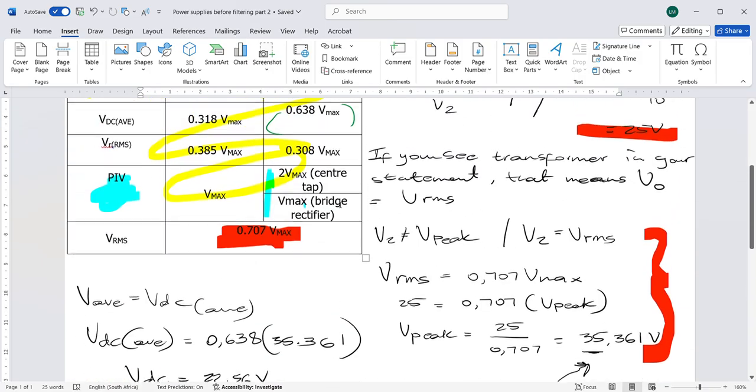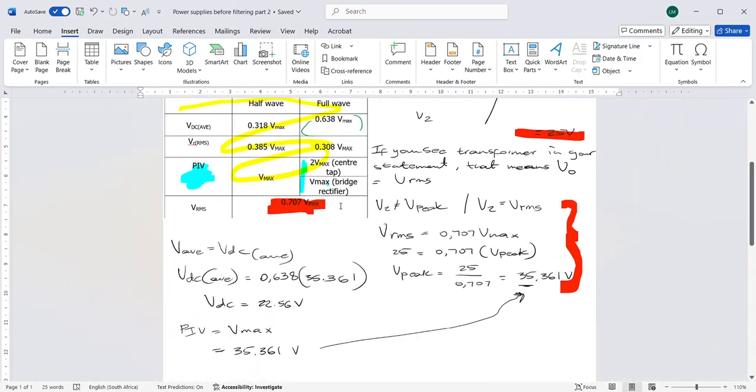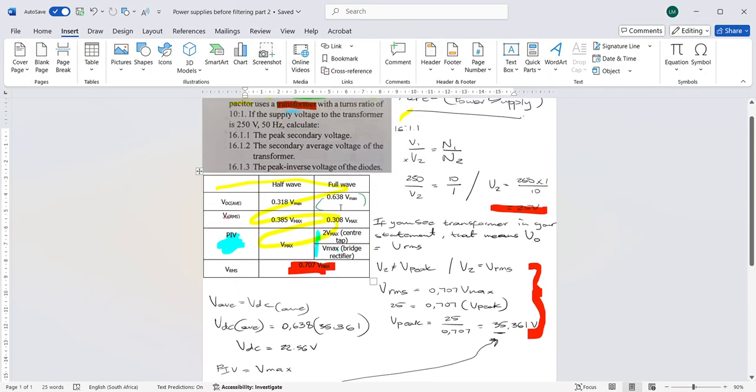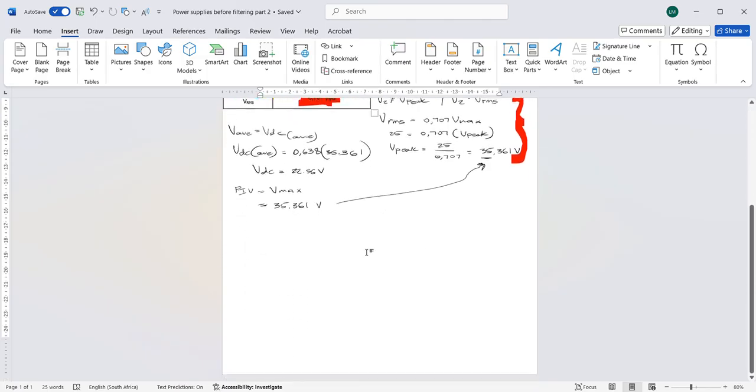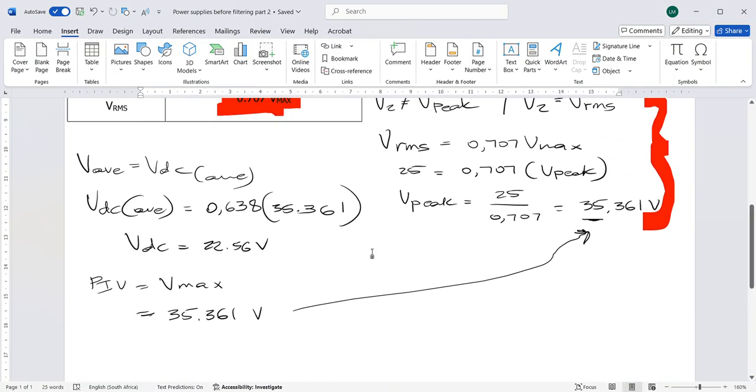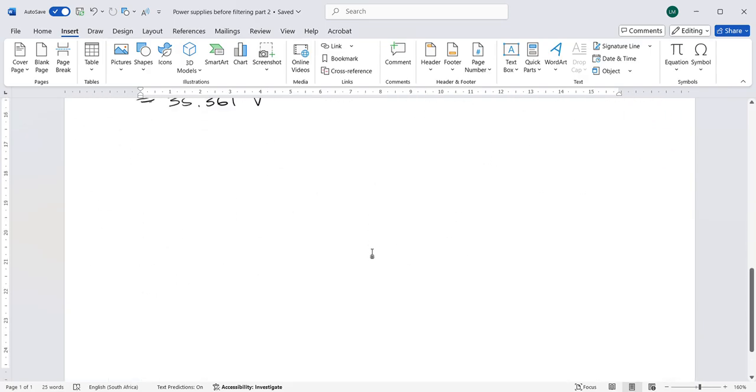Now, why are we doing this? We are doing this calculation to show you calculations that take part before we do filtering. Now let me explain what filtering is in this case. I need to draw first on the same page, so that you can understand what we're talking about.